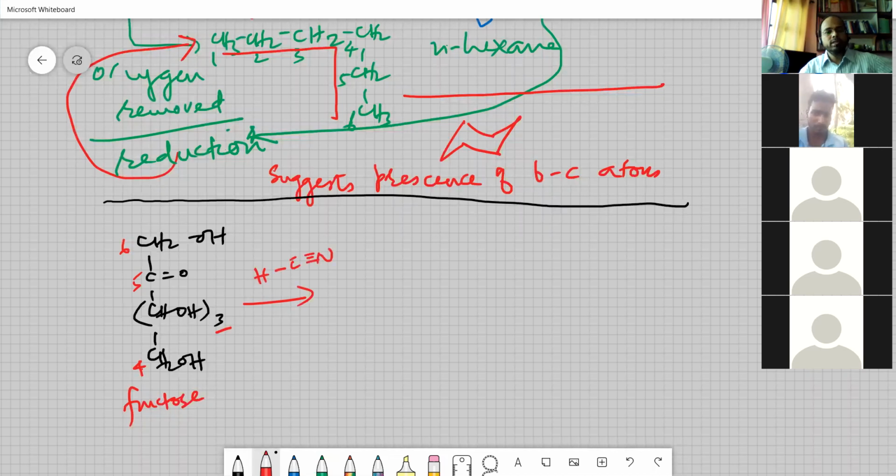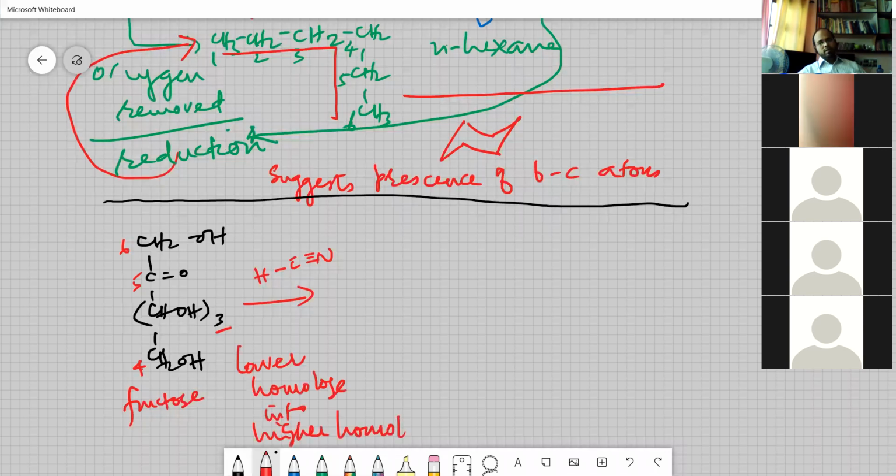Okay, yesterday I told you about this. Hydrogen cyanide is used in pharmaceutical industries to convert lower homolog to higher homolog. What is lower homolog? Lower homolog will have 6 carbon atoms. Higher homolog will have 7 carbon atoms. More higher will have 8 carbon atoms. So every time you put cyanide here, hydrolyze here, you get an extra carbon atom. Cyanide here, hydrolyze here, you get 8 carbon atoms.